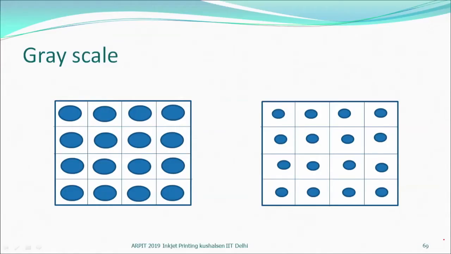So, resolution is one part. How many such drops can be generated per unit area, and what is the size? What the maximum size will be dependent on, let us say something like this. If the dot size is this, what could be the maximum dot size? Well, it can probably go up to this point.